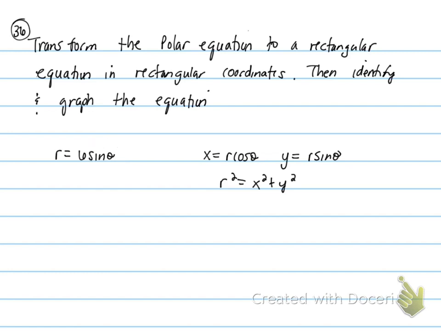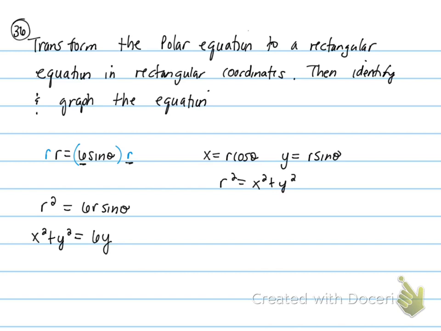So what I'm going to do to make that happen is multiply both sides of the equation by r. So over here we have r times r, which gives us r squared, and then on this side we have 6 times r, which is 6r sine theta. All right, so now we can rewrite the r squared as x squared plus y squared, and then we can rewrite this r sine theta as y. So I've got equals 6y.